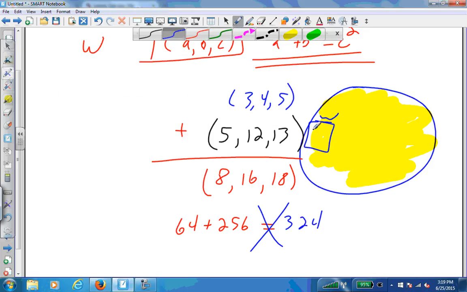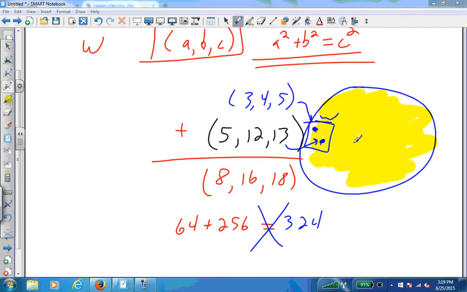So we took 3, 4, 5, which is in W, and 5, 12, 13, which is also in W, and that gave us 8, 16, 18 when we added them together, which is not in W. So if that's not a closed set when we add points together, then this is not a subspace.